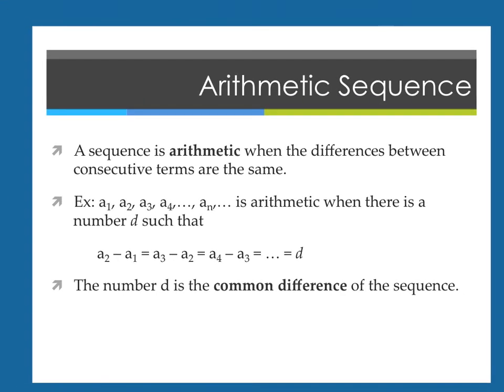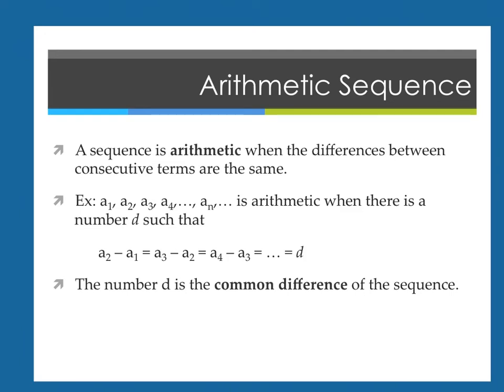So an arithmetic sequence is a sequence that has the same difference between consecutive numbers. So as I'm moving from left to right throughout my sequence, the numbers are changing by the same amount. You're either adding the same number or subtracting the same number from one to get to the other. So if a sub 1, a sub 2, a sub 3, and a sub n, where it would end, is arithmetic, then if you take a2 and subtract a1, it's going to be the same as if you took the third term and subtracted the second. Same thing as if you took the fourth term and subtracted the third.